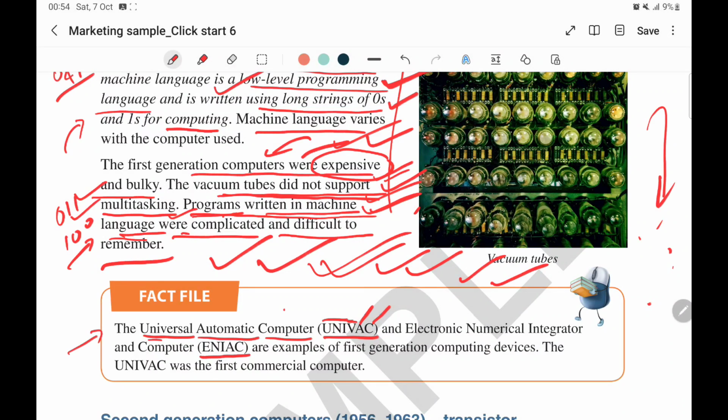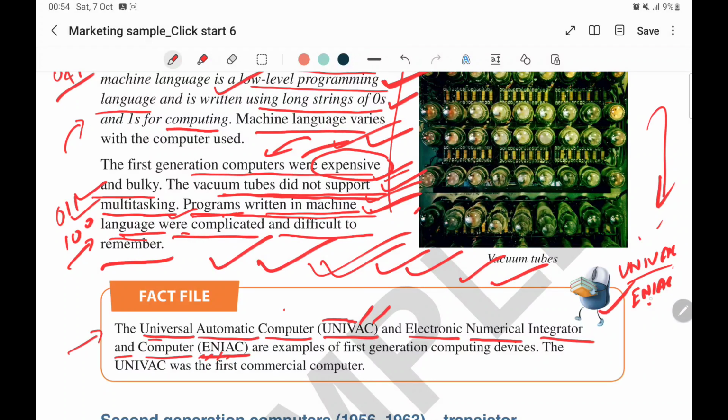The abbreviation ENIAC stands for: E stands for electronic, N stands for numerical, I stands for integrator, A stands for and, and C stands for computer. So electronic, numerical, integrator and computer. So these are two very famous computers among junior computer students, UNIVAC and ENIAC. It is very much common.